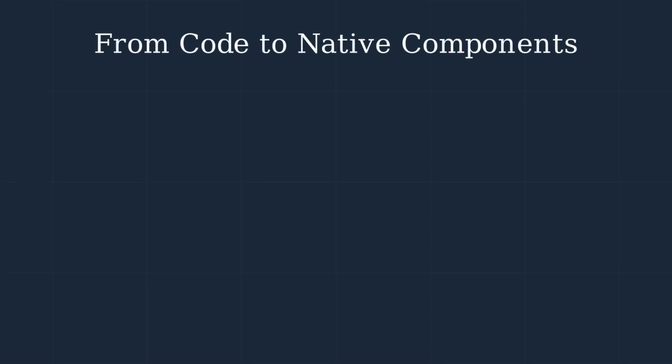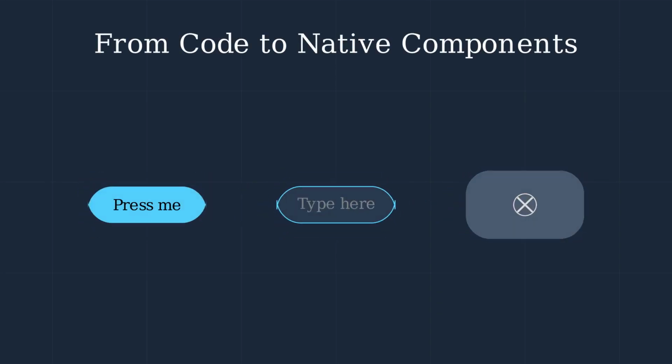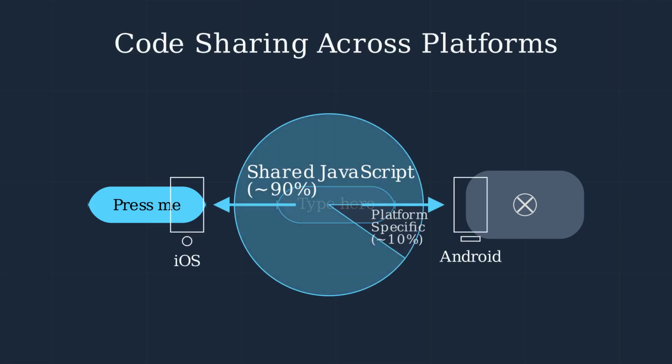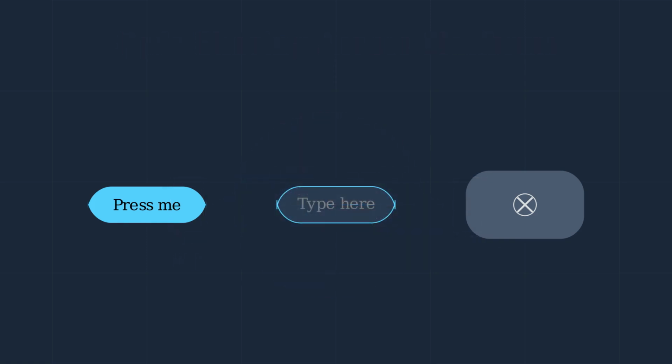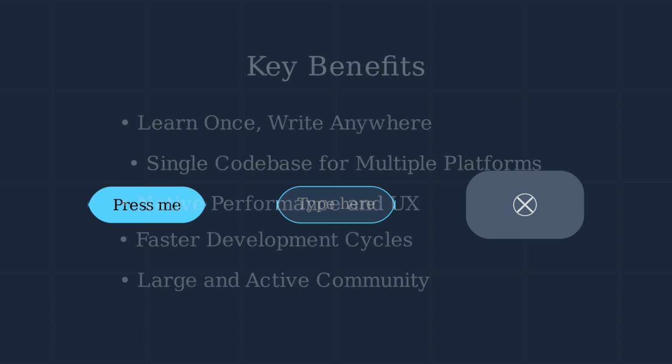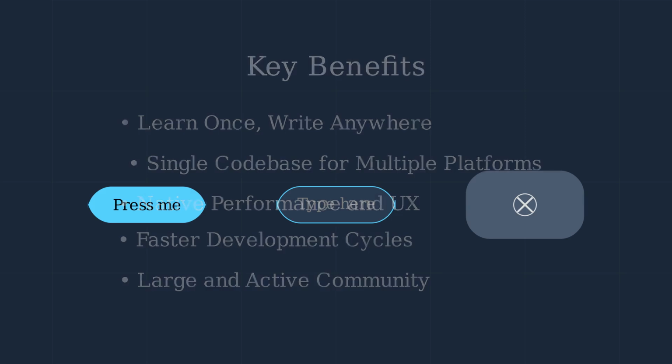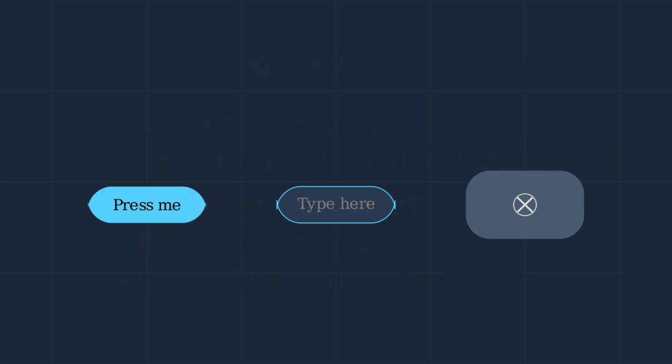The framework works by rendering native components rather than web views, resulting in applications that look, feel, and perform like native apps. React Native follows the "learn once, write anywhere" philosophy, enabling developers to share up to 90% of code between platforms while maintaining native performance and user experience. By leveraging JavaScript and React, developers can create truly native applications with faster development cycles, shared codebases, and excellent performance.